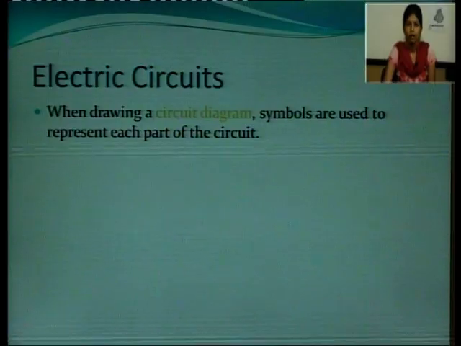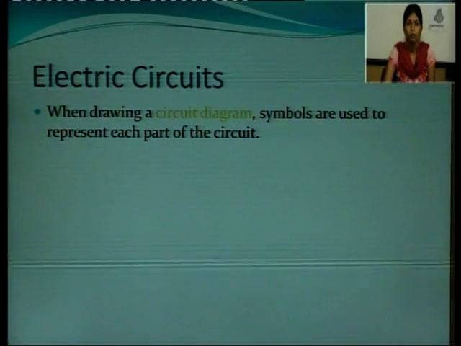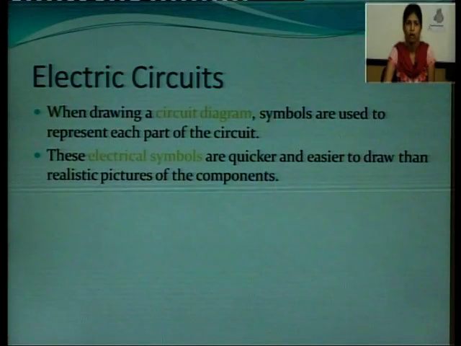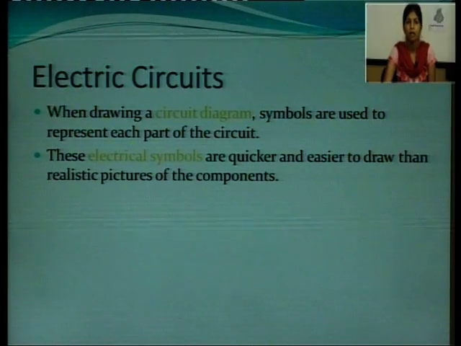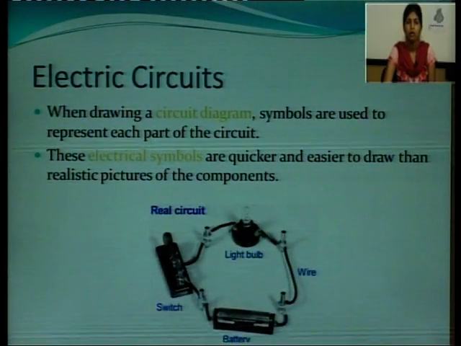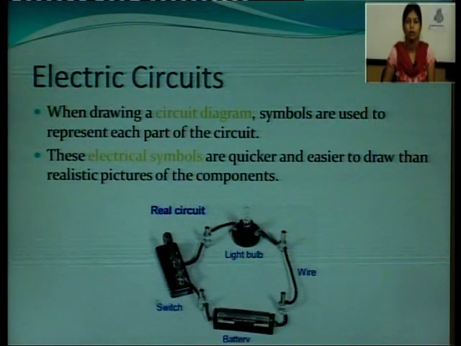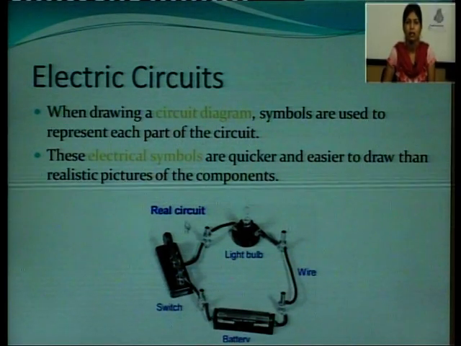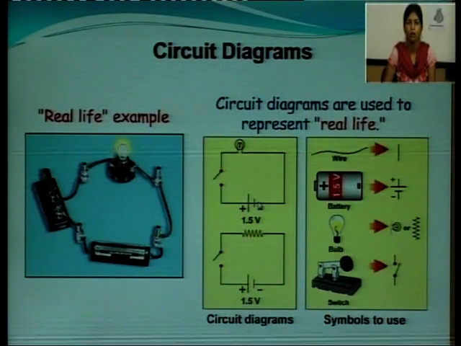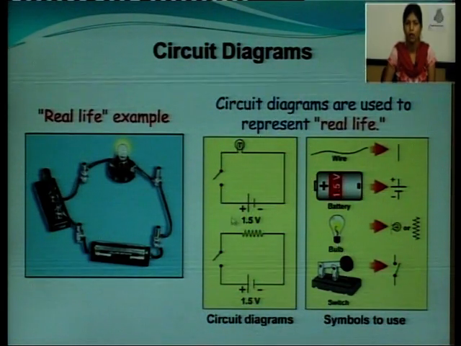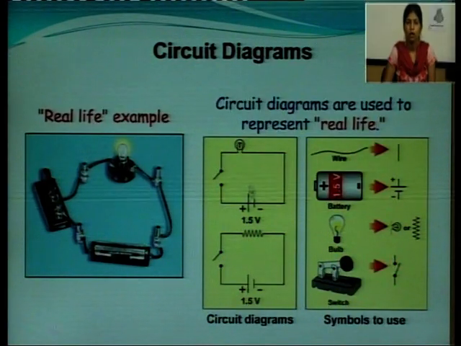Now, when we draw a circuit diagram, we use some symbols to represent each part of the circuit, and these symbols are quicker and easier to draw than a realistic picture of the component. Suppose this is a real circuit, and to draw this real circuit in a circuit diagram, we use this. So this is the circuit diagram in which a bulb is connected to a battery through a switch. So this is a switch. This bulb can be replaced by a resistance. So this is a simple electric circuit now.